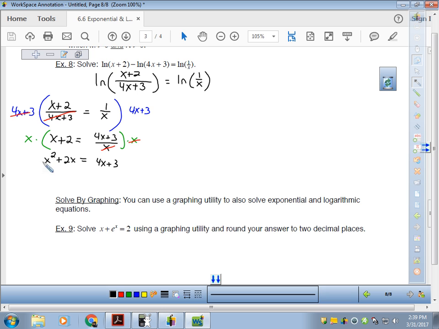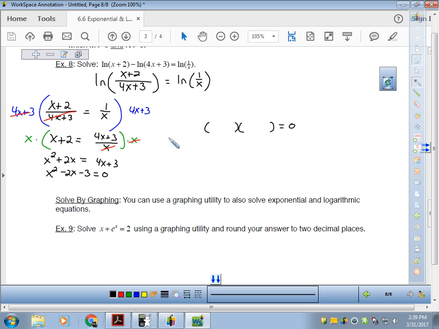Now because there are x squareds and x's in this equation, I want everything on one side so that it's equal to 0. So I need to move these terms over. So I have x squared. I take the 4x over. 2x minus 4x is negative 2x. And then I move the 3 over, so I have a negative 3 equals 0. That will factor.